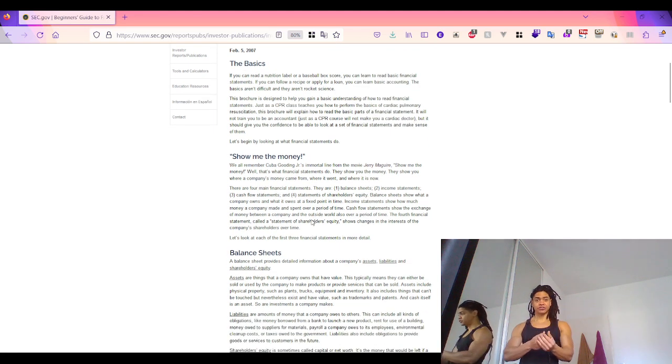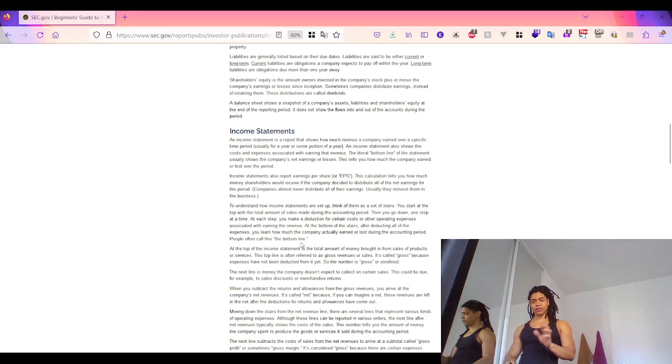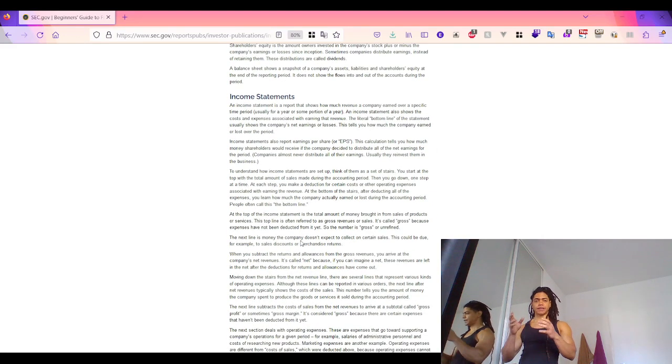The TLDR of the balance sheet is that it is a snapshot of the company's assets, liabilities, and shareholders' equity. Okay? Assets are anything that a company owns that has value, whether it's tangible or intangible. Liabilities are obligations that a company has to pay, for example, creditors, vendors, or even customers. And the shareholders' equity is the hypothetical money that, if the company decided to sell all of its assets and pay off all of its liabilities, is left over and belongs to the shareholders.